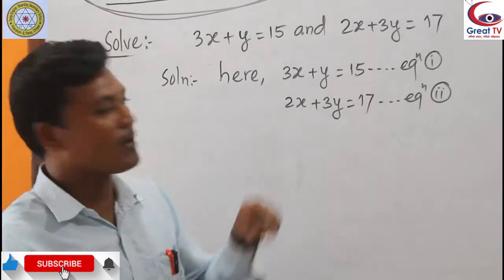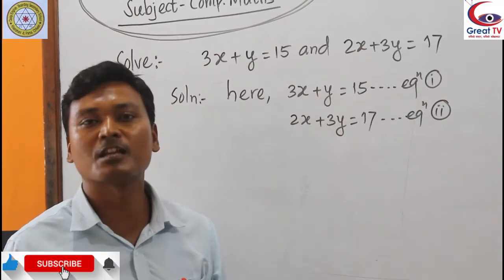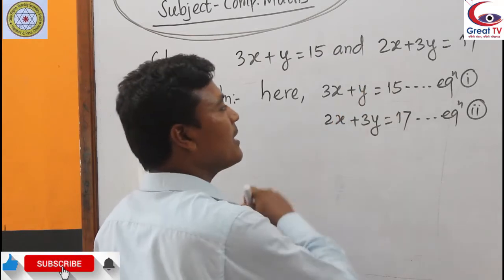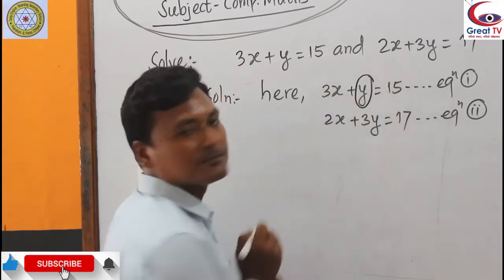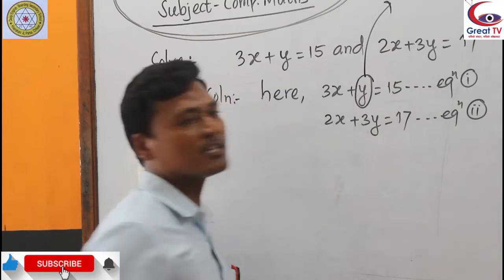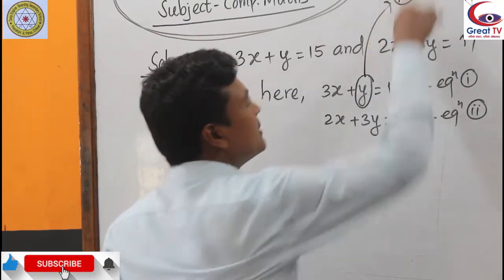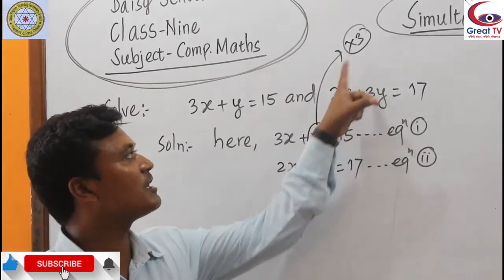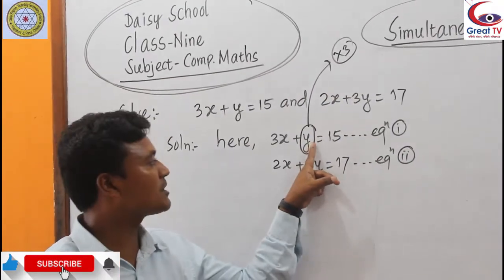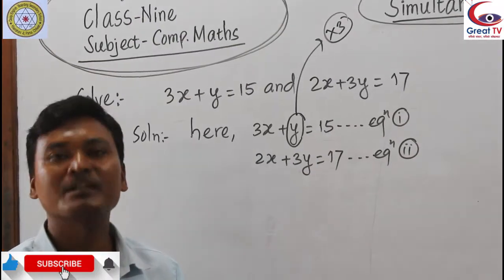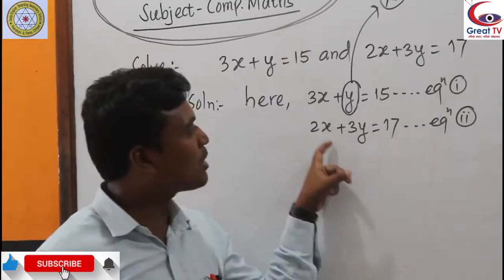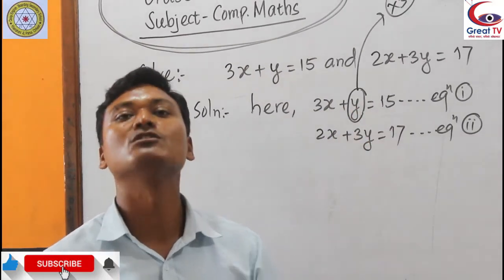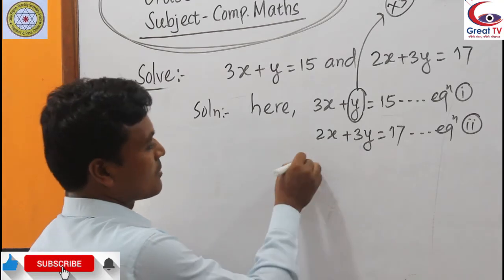Okay, here in this problem, if we solve by eliminating the y variable, the solution becomes easier. Because if we multiply equation first by 3, y multiplied by 3 gives 3y, and the 3y terms can be eliminated. So in this question, it is easier to solve by eliminating the y variable than the x variable. So let us solve it.